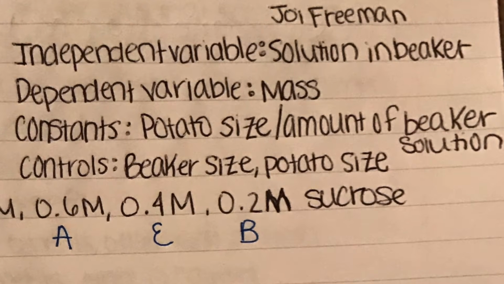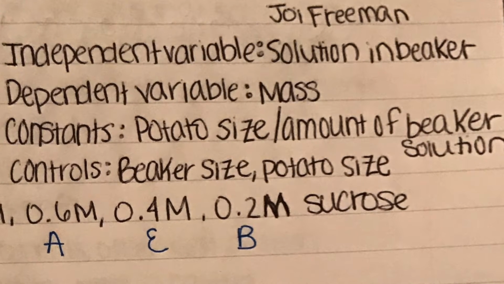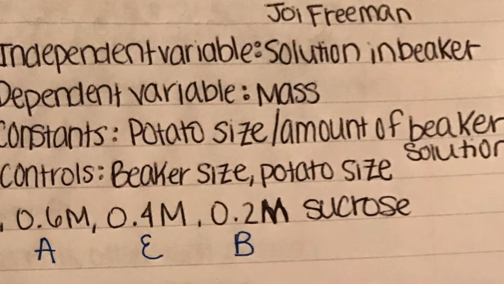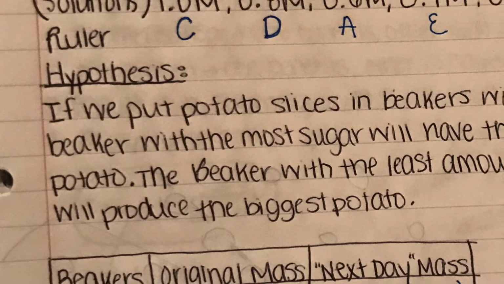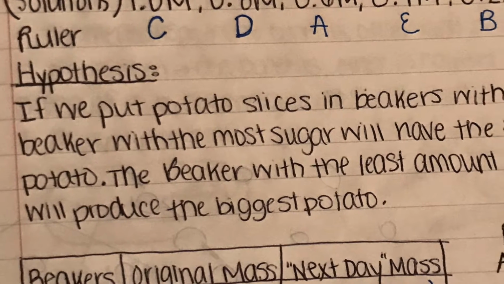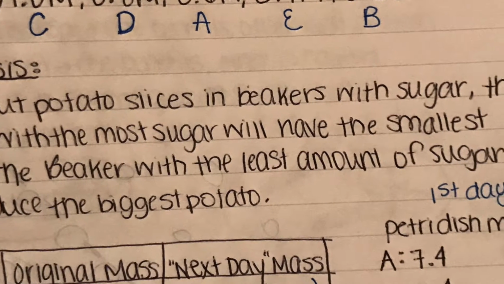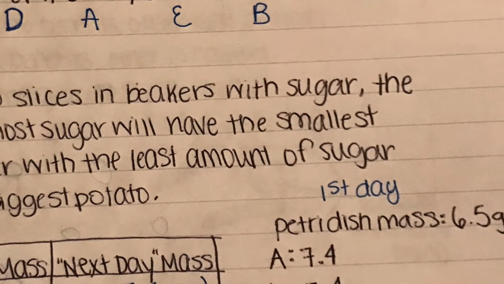Now let's talk variables. The independent variable was the solution, the dependent variable was the mass, the constants were the potatoes and the amount of beaker solution, and the controls were the beaker and potato sizes. Their hypothesis was that if they put the potato slices in beakers with sugar, the beaker with the most sugar will have the smallest potato, and the beaker with the least amount of sugar will produce the biggest potato.